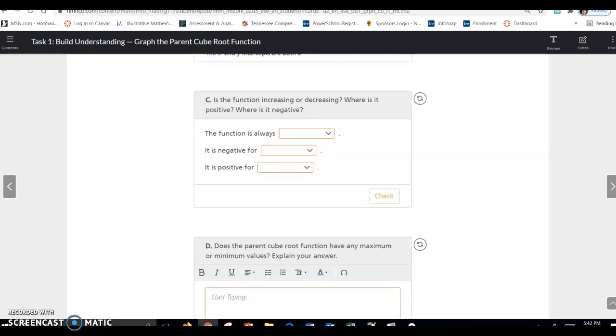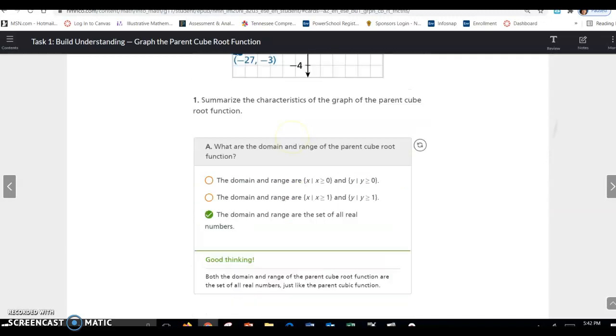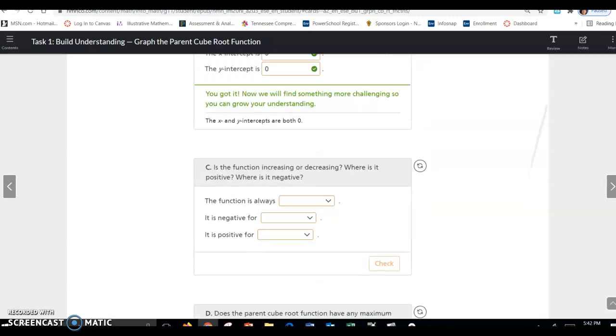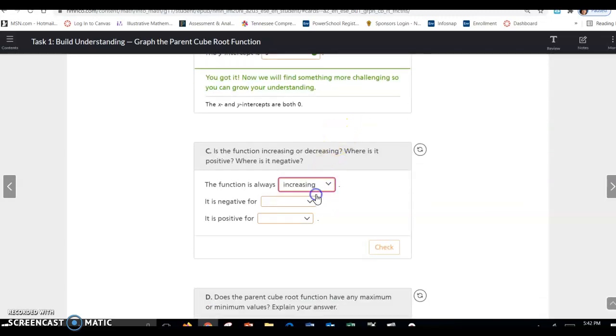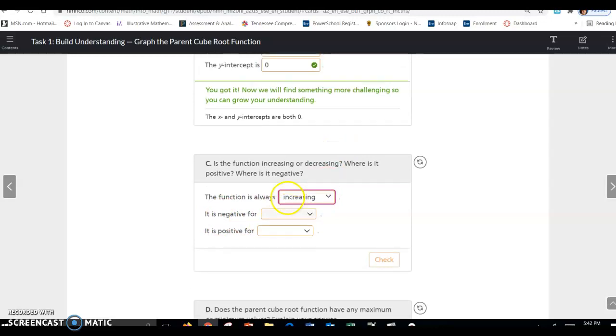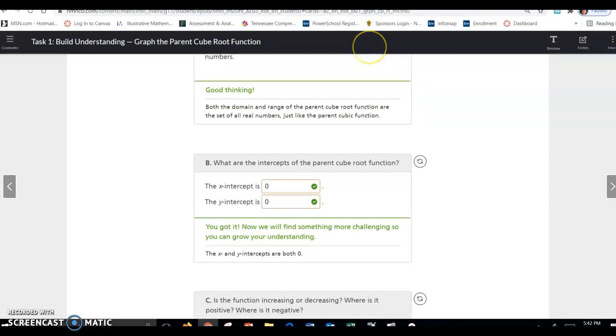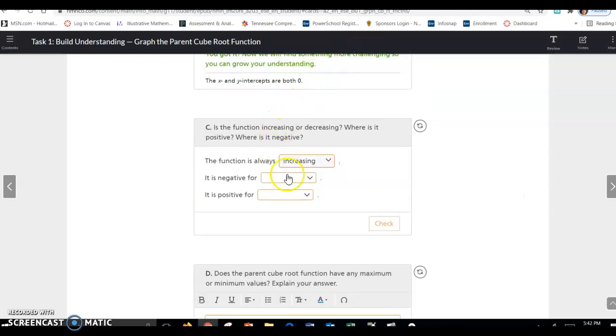Is the function increasing or decreasing? Where is it positive and where is it negative? If you look at the graph, from left to right the function is always going up, so it's always increasing. And it is negative up until 0. You can see here it's negative until 0, and then it becomes positive after that. So it is negative for all x less than 0, and positive for all x greater than 0.